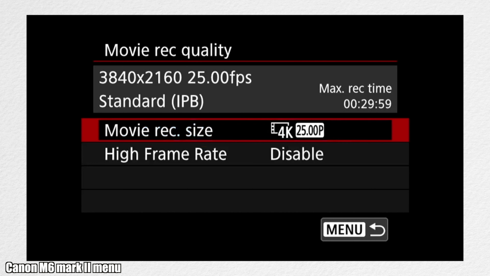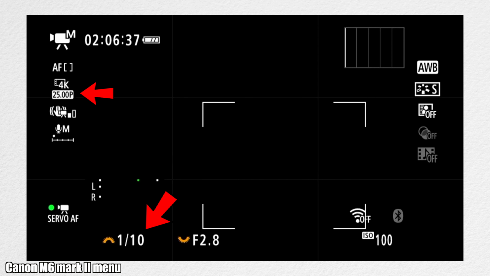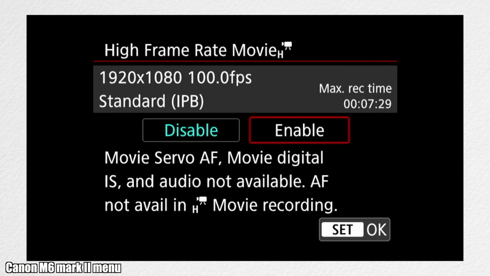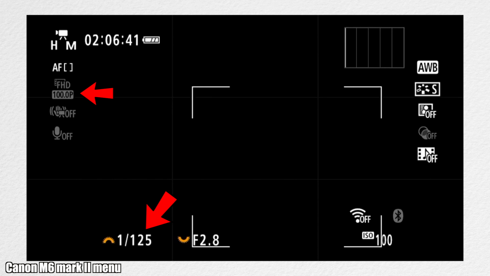No matter what kind of frame rates you choose to film in, the 180-degree rule says that your shutter speed should always be the double of your frame rates. So let's say you choose to shoot in 25 frames per second. Then your shutter speed should always be the double of that, and that's 1/50th of a second. Now, if you choose to film with 50 frames per second, you should double that, and your shutter speed should be 1/100 of a second. And if you choose to film in 100 frames per second, you should double that, and your shutter speed should be 1/200 of a second.